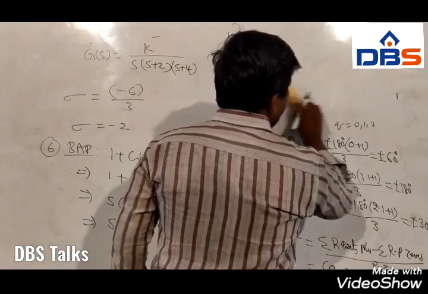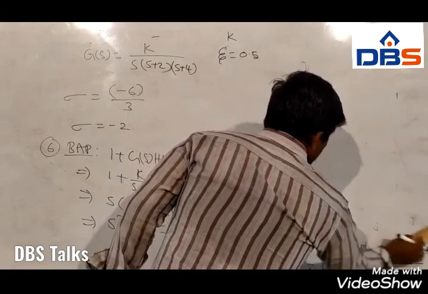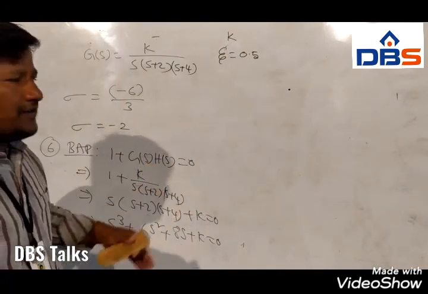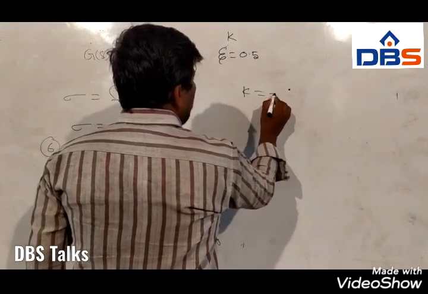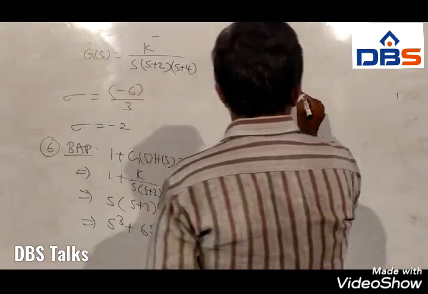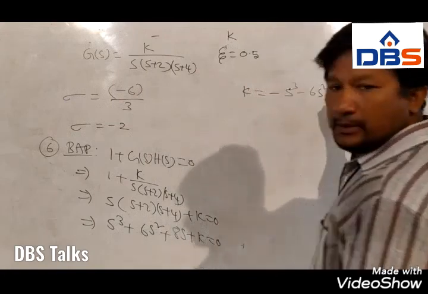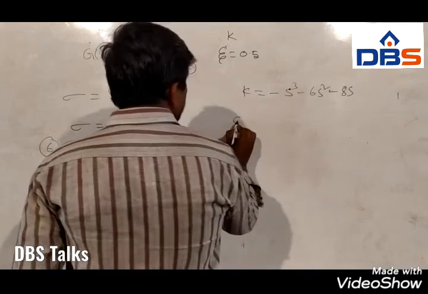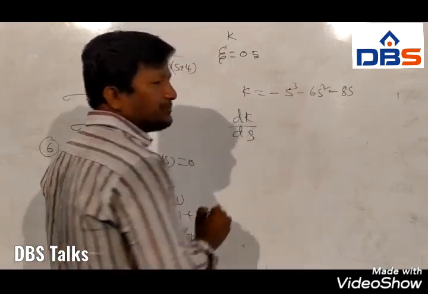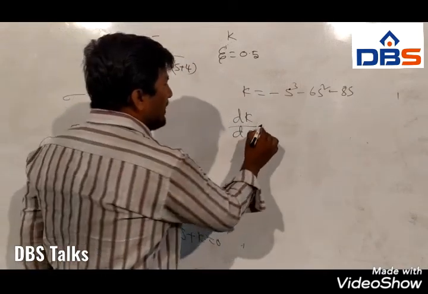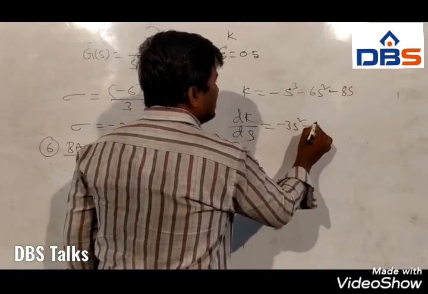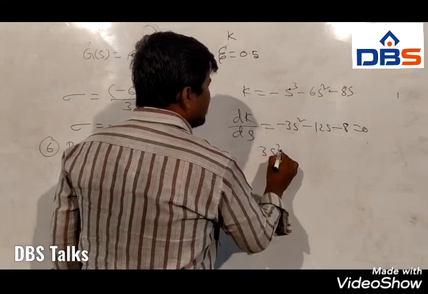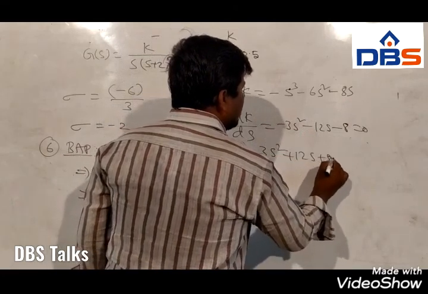Now K in terms of f of s, that is K equal to minus s cube minus 6s square minus 8s. Now dK by ds, derivative with respect to s, that is equal to minus 3s square minus 12s minus 8 equal to 0. So that implies 3s square plus 12s plus 8 equal to 0.